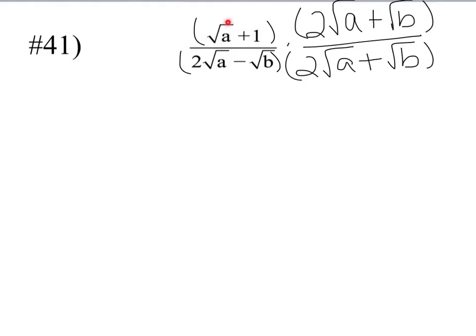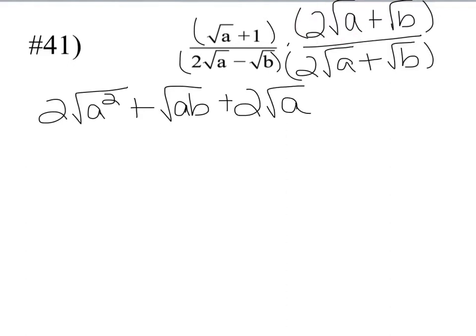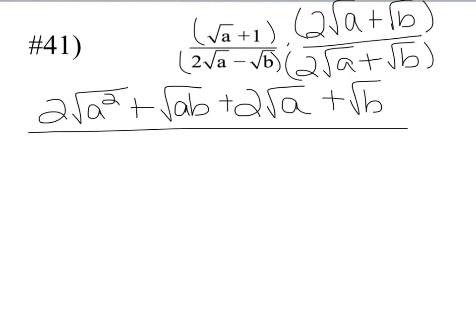So the numerator, I'm going to say the square root of a times 2 square roots of a. So that's going to give me 2 square root of a squared. Then I'm going to say the square root of a times the square root of b, which is the square root of ab. Then I'm going to take 1 times 2 square roots of a, which is going to give me 2 square roots of a. And then I have 1 times the square root of b, which is going to give me the square root of b.